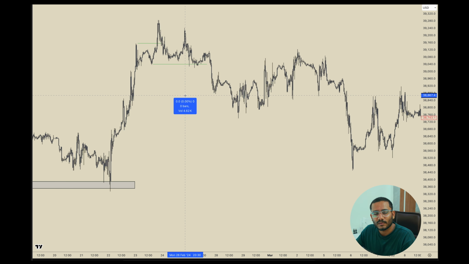Everyone knows how to draw order blocks and liquidity, but no one explains why it actually sweeps the liquidity or what's the purpose of sweeping liquidity and why order blocks are formed, why FVG is formed.